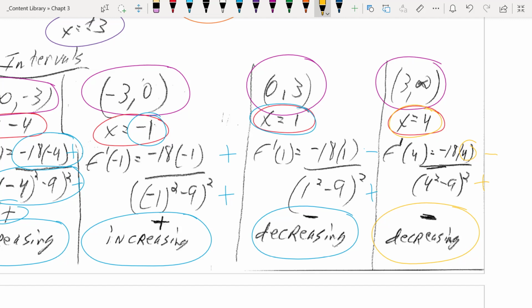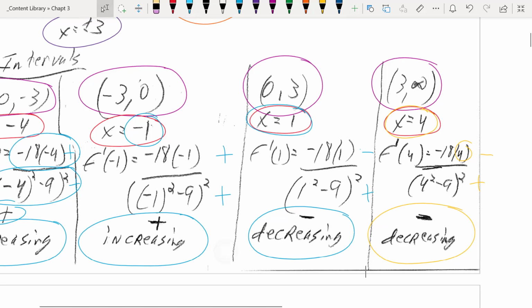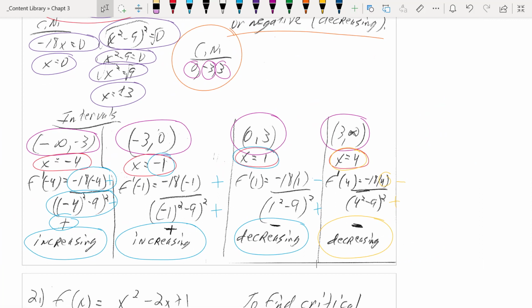So the answer to number 1 is you've got your intervals. You've got negative infinity to negative 3, which is increasing. You've got negative 3 to 0, which is increasing. You've got 0 to 3, which is decreasing. And 3 to infinity, which is decreasing.